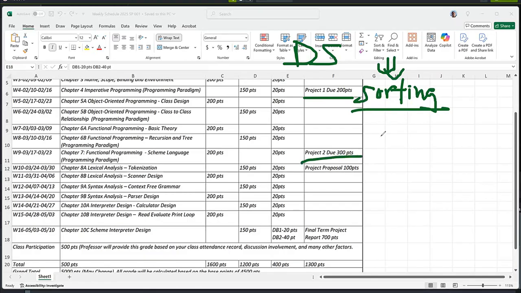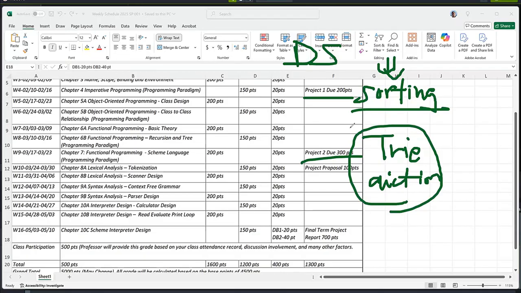Project 2 is on trie and dictionary. So it's a data structure. This one is also a very important topic. So these two you actually have to study to write your program.